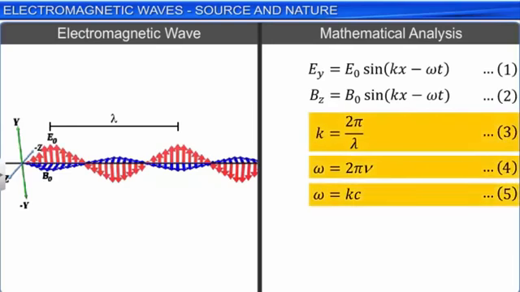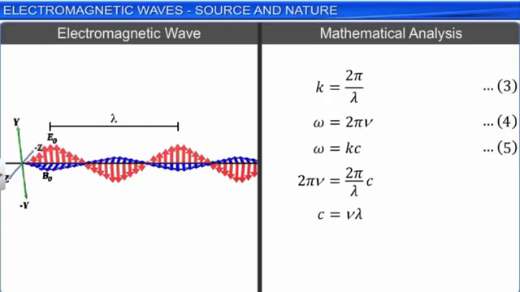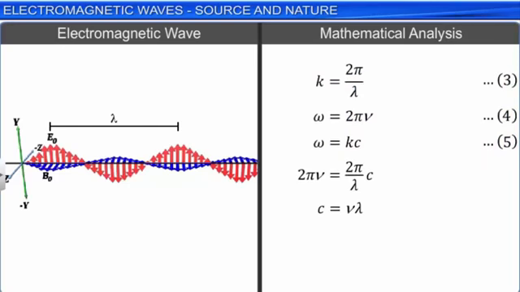From Maxwell's equations, we also get the relation between the maximum values of the electric field and the magnetic field as E_0/B_0 = c. That is, the ratio of the maximum value of the electric field to the maximum value of the magnetic field of an electromagnetic wave is equal to its velocity.